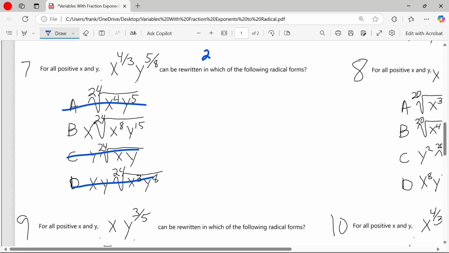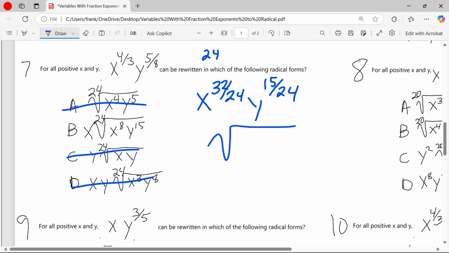The common denominator is 24. 3 goes into 24, 8. 8 times 4 is 32. And then y, 8 goes into 24, 3. 3 times 5 is 15. And now the root is 24. X to the 32nd, y to the 15th.